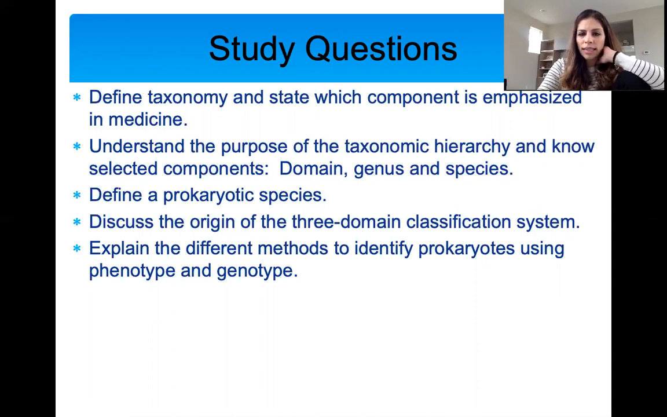Explain the different methods to identify prokaryotes using phenotype and genotype. If you have an unknown bacteria, you can use phenotypic characteristics such as microscopic morphology. You can look at the shape, you can look at the gram stain, you can look at the size. You can do colony morphology, you can look at the pigment or what the colonies look like. Are they round? Are they fuzzy? And then for genotypic characteristics, you can sequence the DNA. That's probably the easiest thing I would do. You could do PCR, you could do restriction fragment length polymorphisms. So all these things could be done.